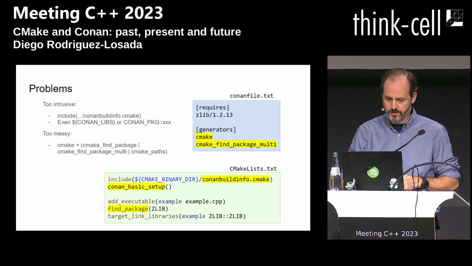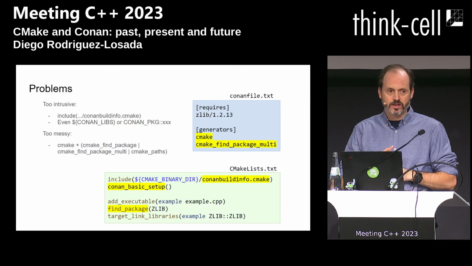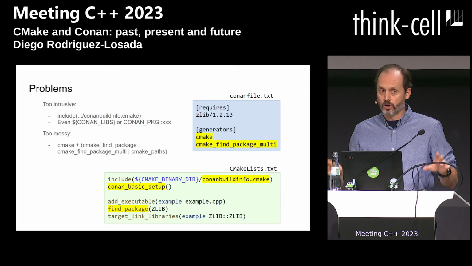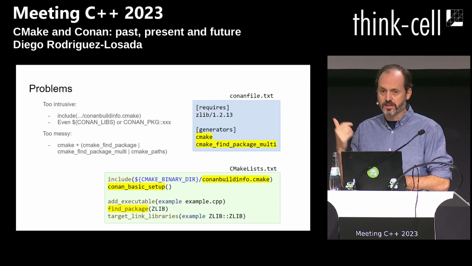Still, this had some problems. It was still too intrusive. I've simplified the slides a little bit because when I was talking about CMake Find Package generators, I dropped the toolchain part. There is still a setup about the compiler version and C++ standard that I've hidden here. That part is still necessary.